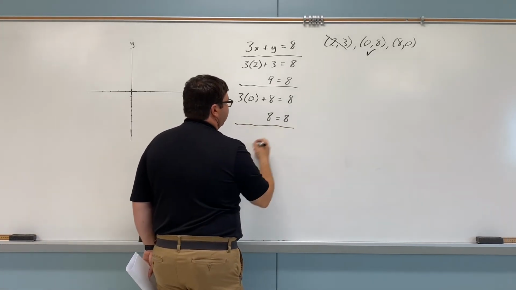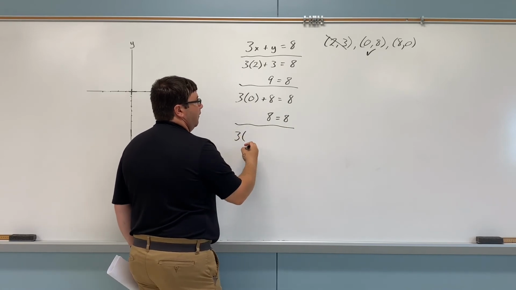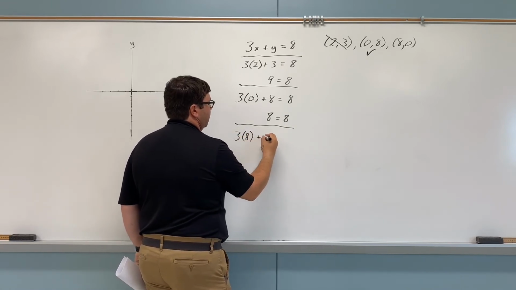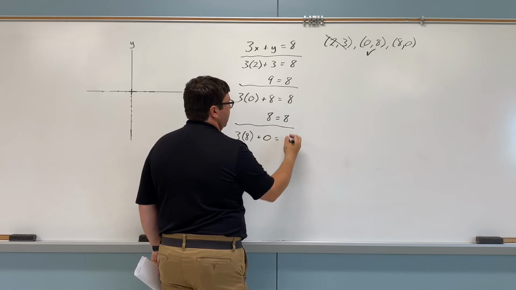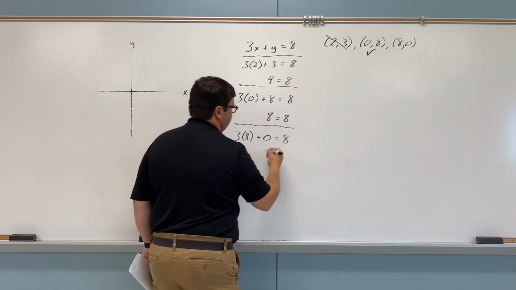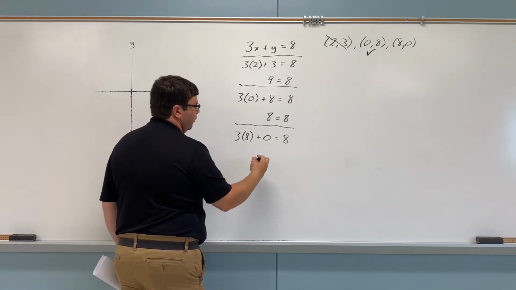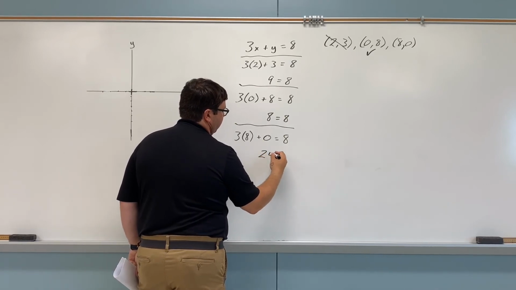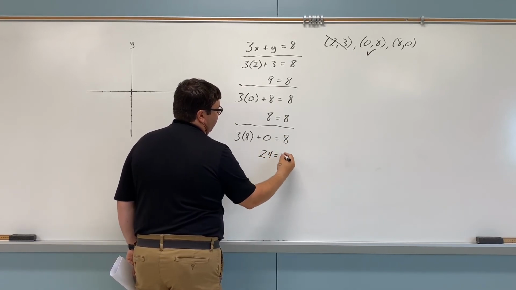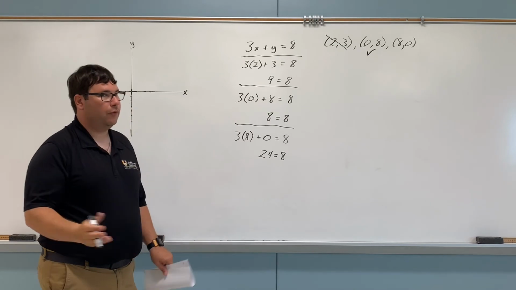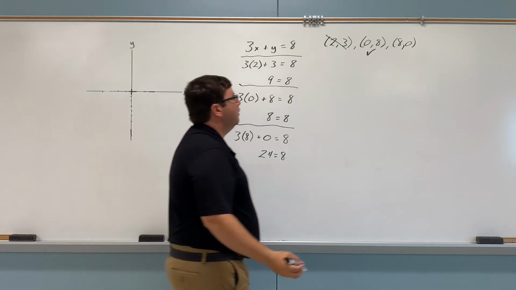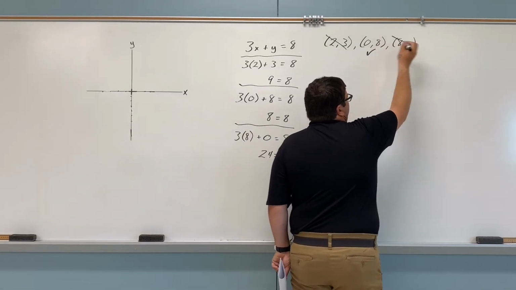Let's just try the last one. I have 3 times 8 plus 0 is equal to 8. 3 times 8 is 24 plus 0 is still 24 is equal to 8. 24 is not equal to 8, so this is not a solution.